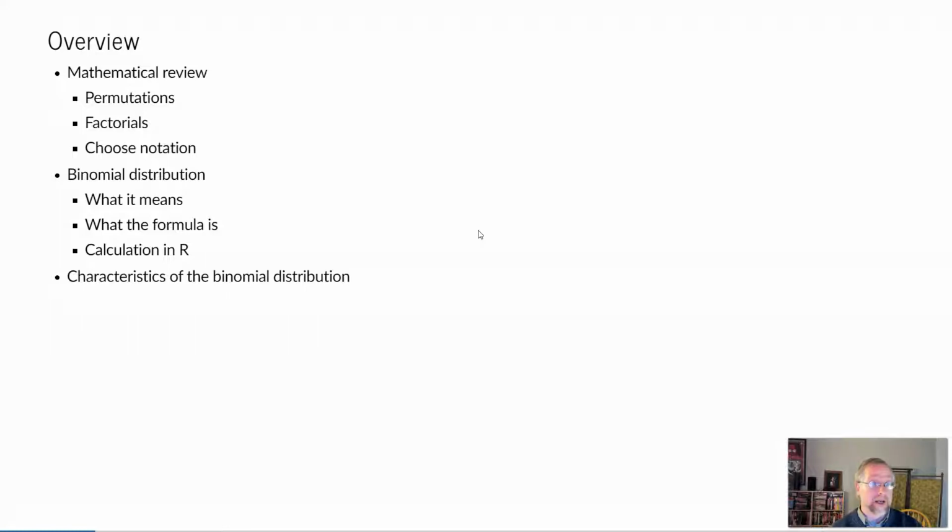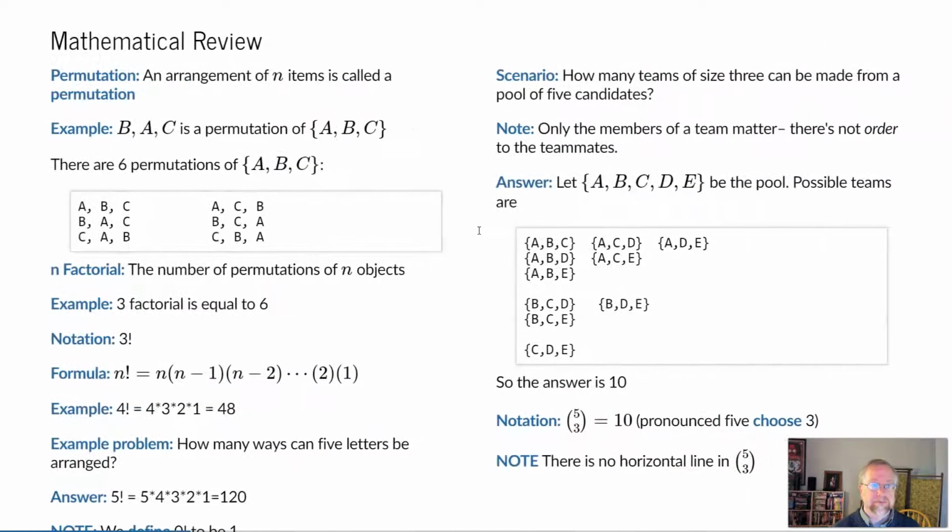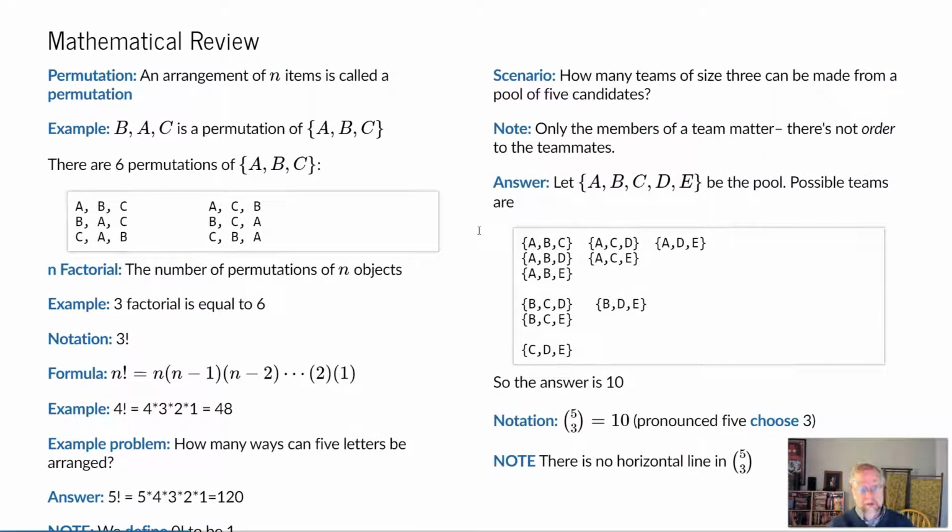Today we're going to be covering some mathematical review. We'll discuss what a permutation is. I'll remind you about factorials and factorial notation. Choose notation, which if you haven't seen that before will probably sound a little bit weird. We'll discuss binomial distributions, what they mean, what the formula is, and how to do calculations in R. We'll discuss some of the characteristics of the binomial distribution, and we'll have a few examples.